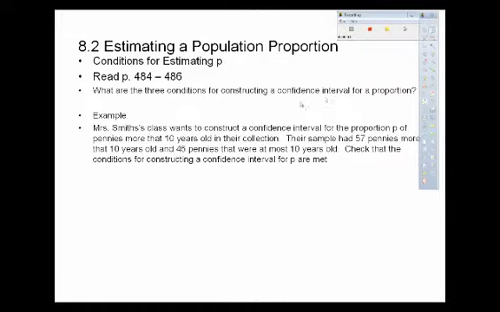What are the three conditions for constructing a confidence interval for a proportion? Well, it doesn't surprise you. Normal and random and independent. So let's go with this.